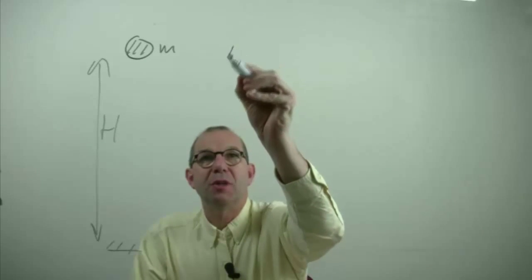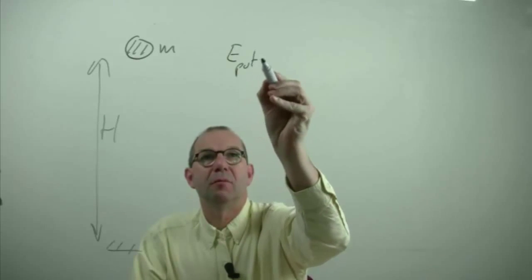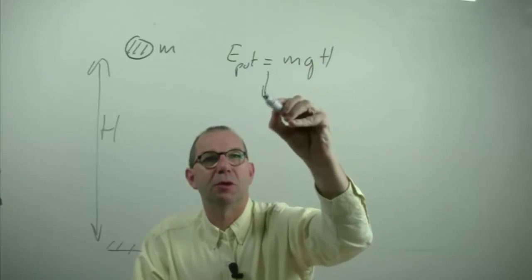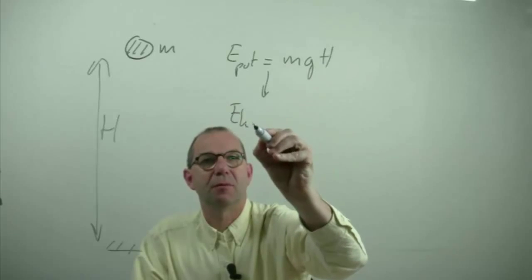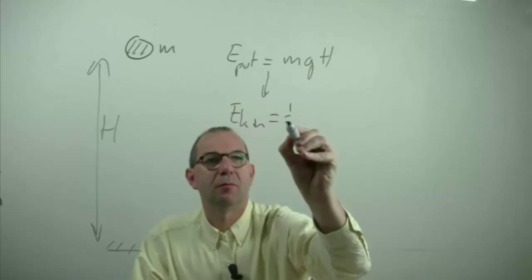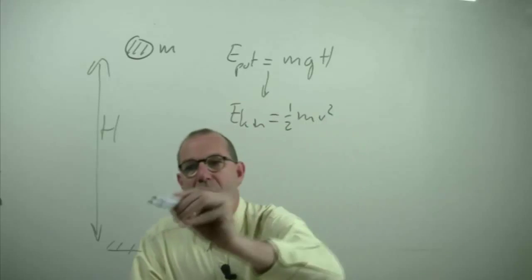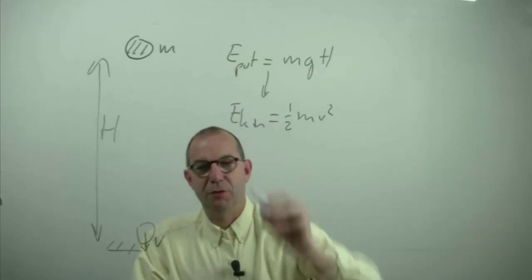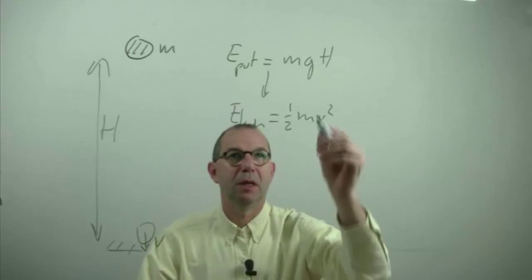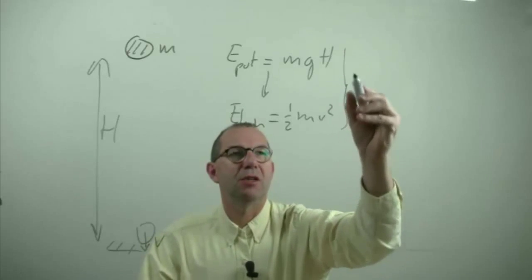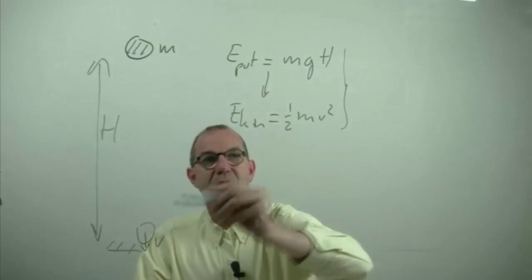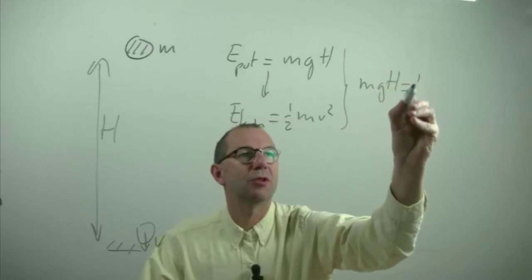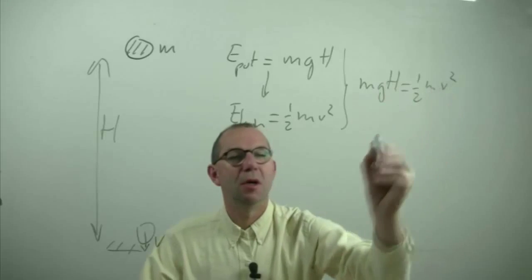Initially there is potential energy of mgh, and that will be converted into kinetic energy. And that kinetic energy will be found here, velocity v, just before impacting. Energy conservation says that the energy here must be the energy there, and thus mgh equals half mv squared.